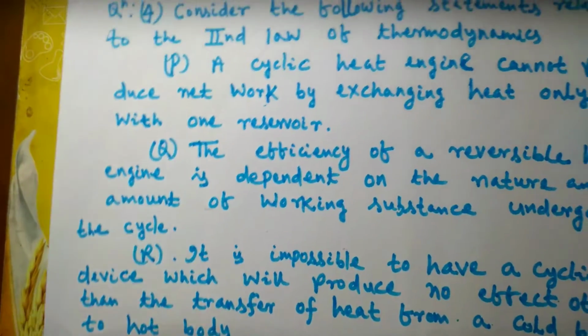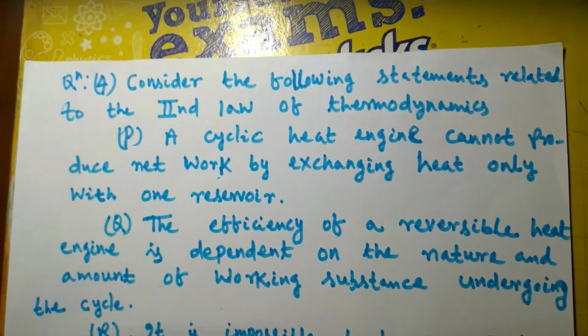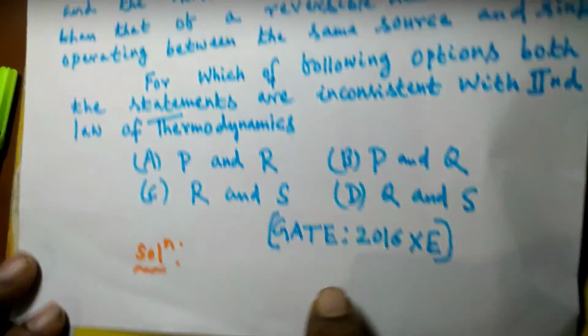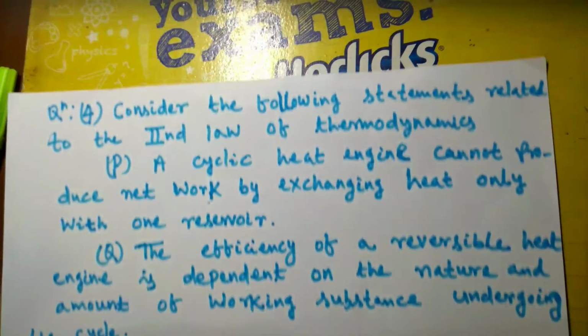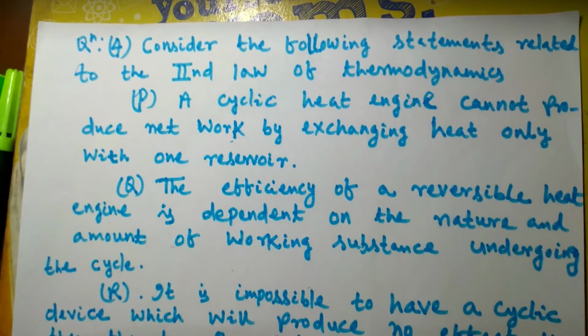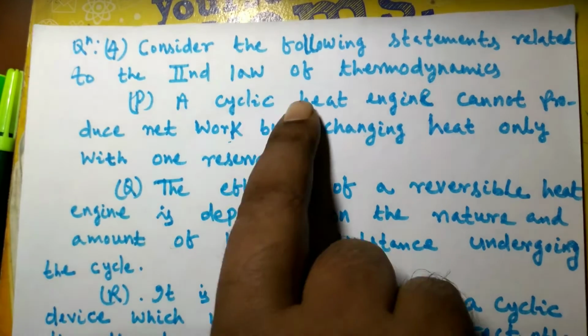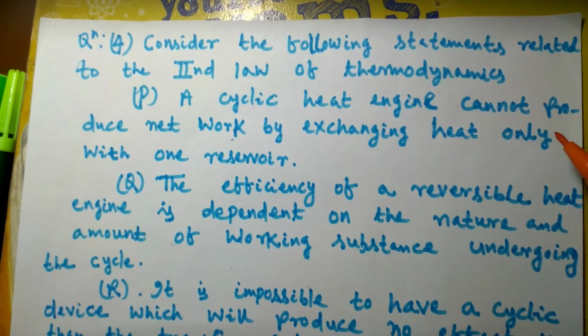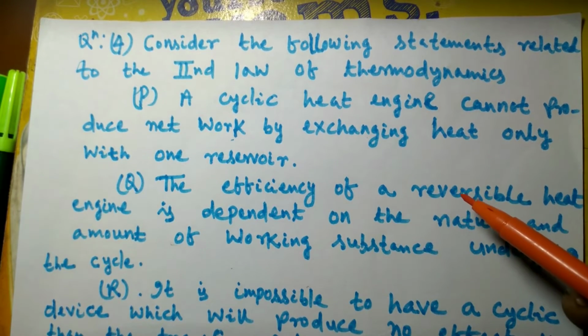So next question is question number 4, which was asked in GATE 2016 XC. So the question is like this: consider the following statements related to the second law of thermodynamics. First statement is a cyclic heat engine cannot produce net work by exchanging heat with only one reservoir.